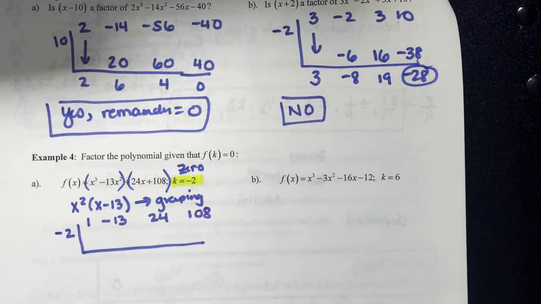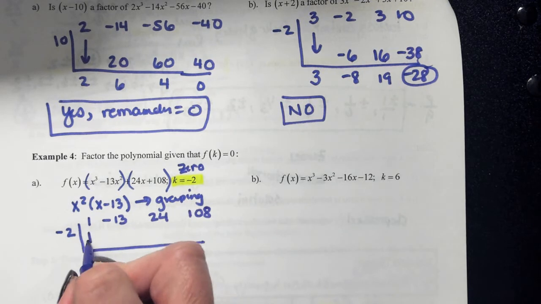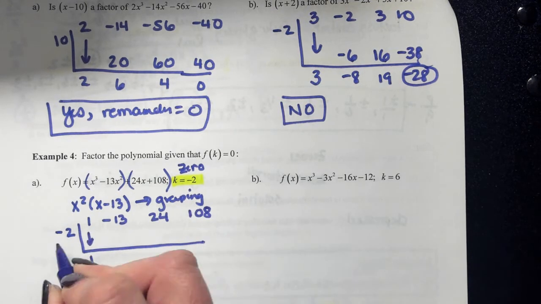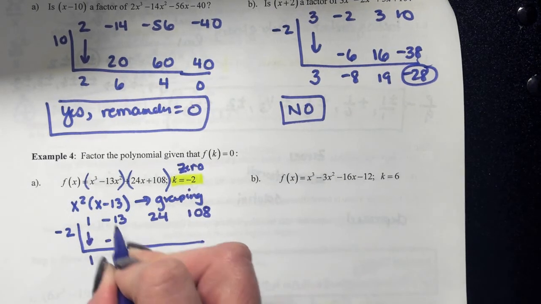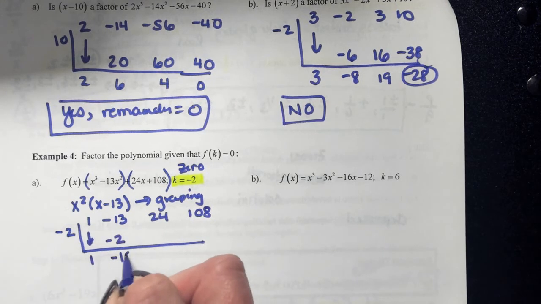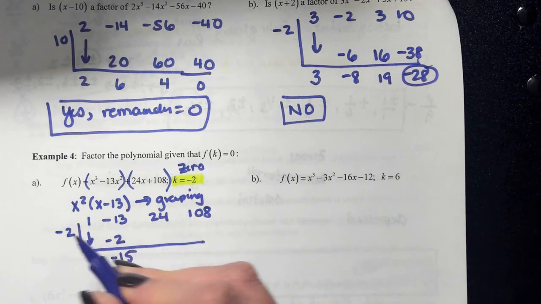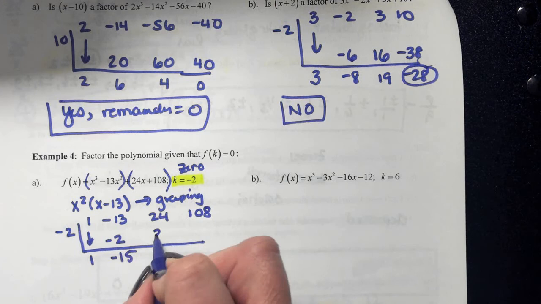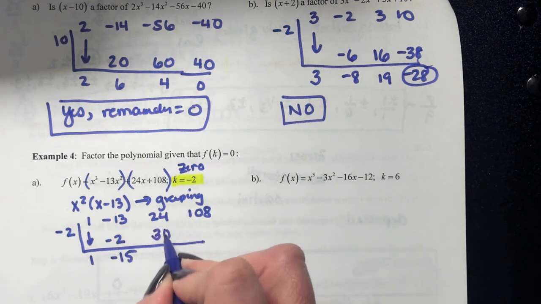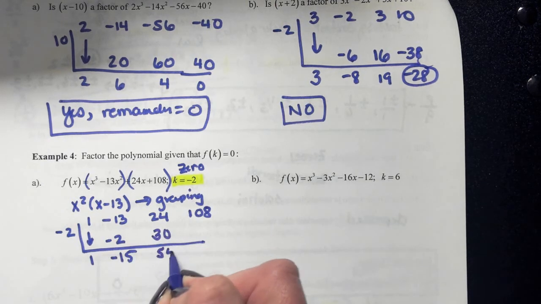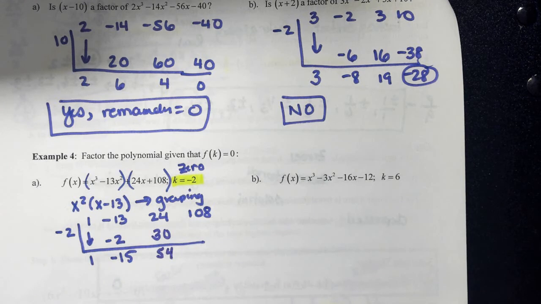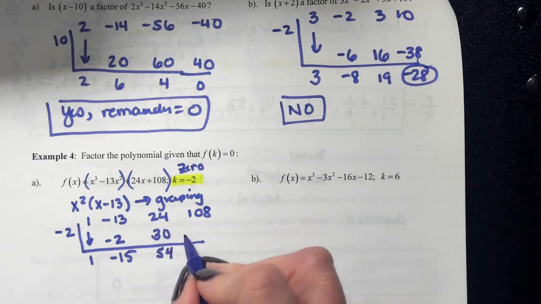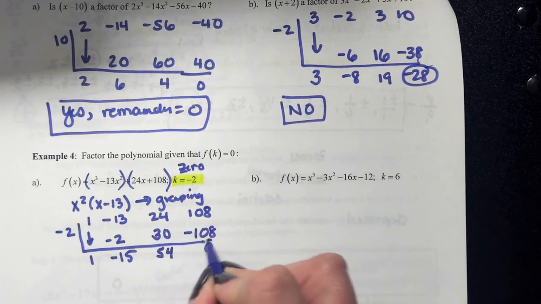I better get a remainder of what? 0. So when I start the synthetic division, I have my 1. -2 times 1 is -2. -13 minus 2 is -15. -2 times -15 is 30. 24 plus 30 is going to give me 54. And then -2 times 54 is -108. So I do get a remainder of 0.